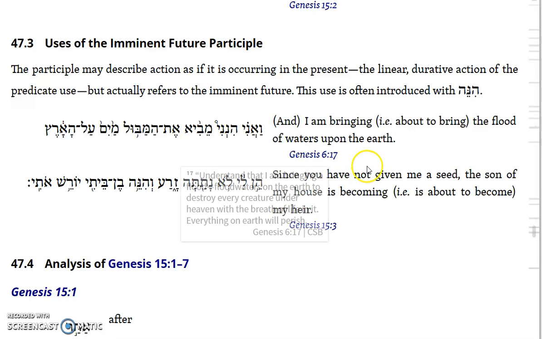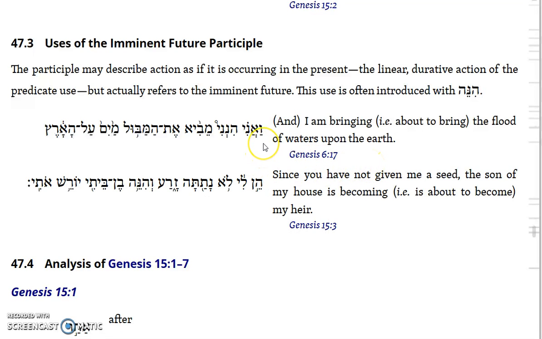Example in the flood narrative, Genesis 6:17, va'ani, which is a pending case, and as for me, hineni, behold I, and then you have a hiphil participle, mevi, am bringing, but it means I am bringing in the imminent future. I am bringing et hamabul, the flood, mayim, of water. I am bringing the flood of water al ha'aretz, upon the earth. And so here mevi, the hiphil participle from bo, is saying what God is about to do.